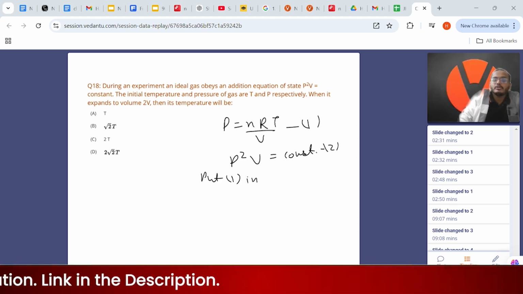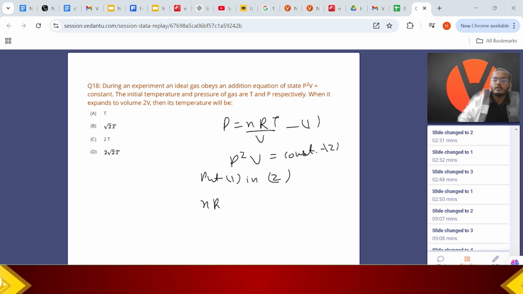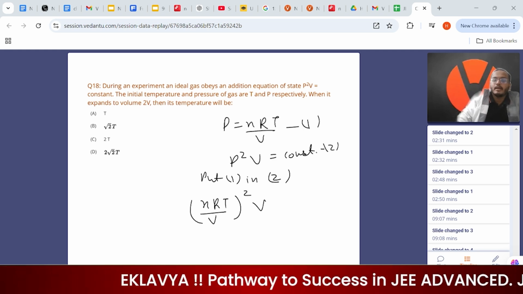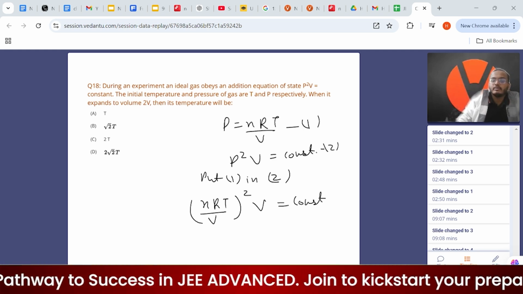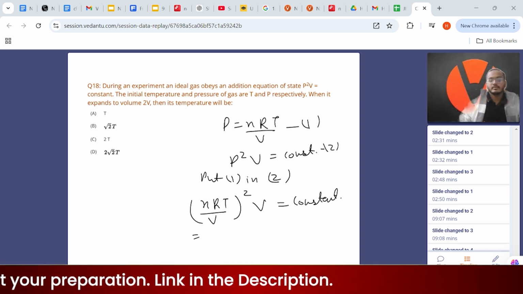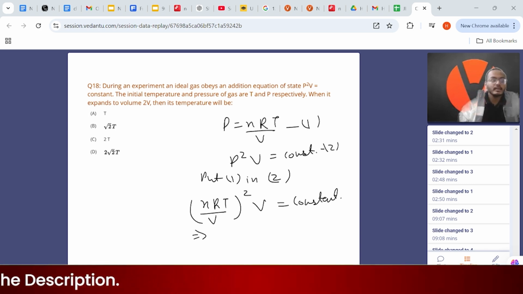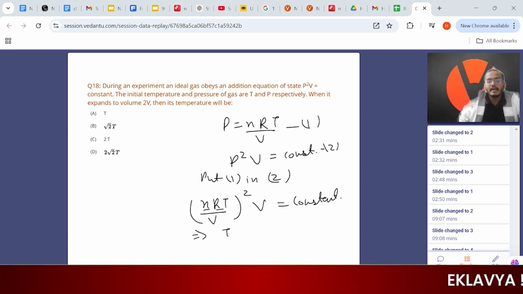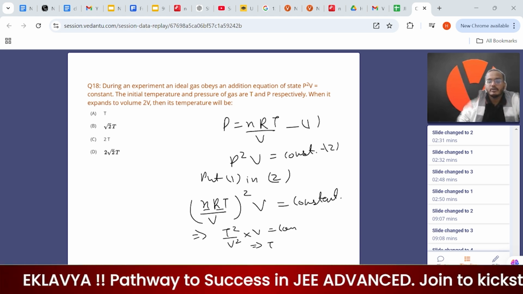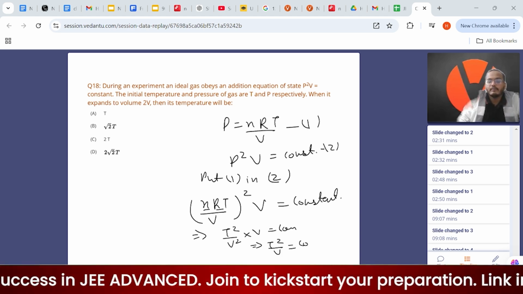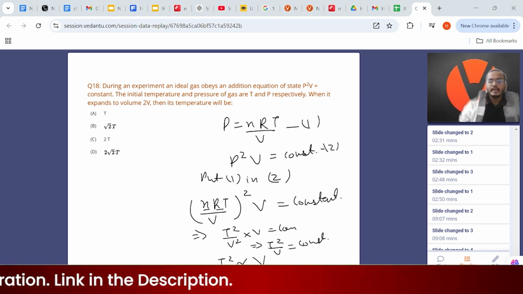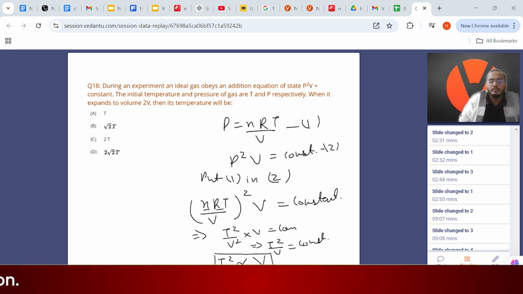Okay. Put 1 in equation number 2, then nRT upon V squared multiplied by V will be equal to constant only. From here we can clearly derive a relation: n and R are constant, so it becomes T squared by V squared into V equals constant. Hence T squared by V will be equal to constant. Okay, now I can say that T squared is directly proportional to the volume.